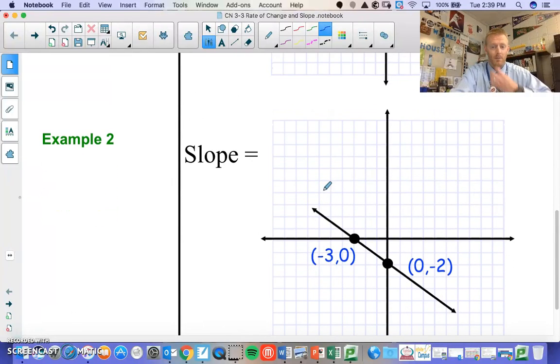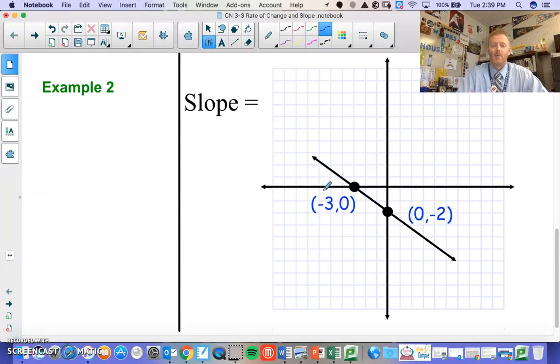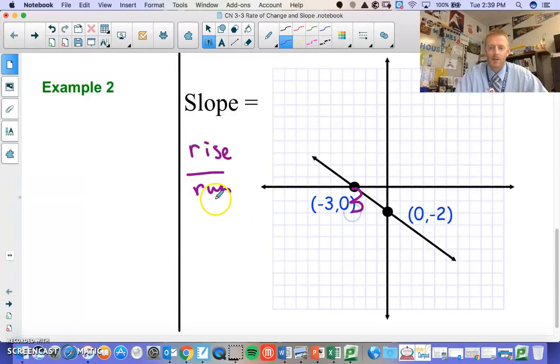All right, so example number 2. Same exact idea, we're just going to count from one point to another point. Because we go from the farthest left point to the right point, we read left to right. That's the easiest way to find these things. So I'm going to go my rise over my run. My rise is a negative 2 because I went down 2, and that's a negative thing to do. And then my run is a positive 1, 2, 3 because I went to the right 3. So my overall slope here is a negative 2/3.